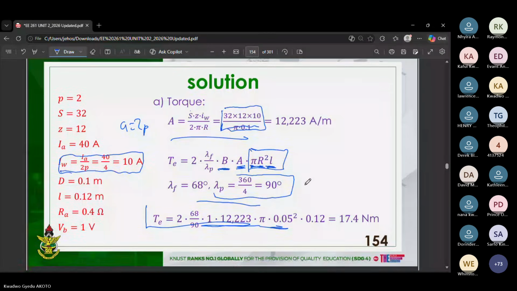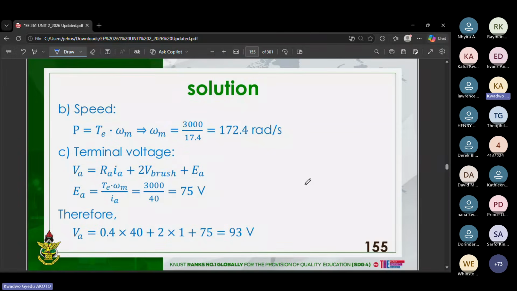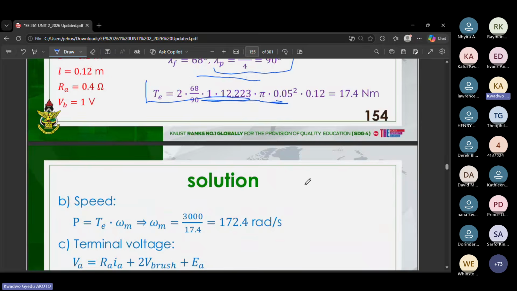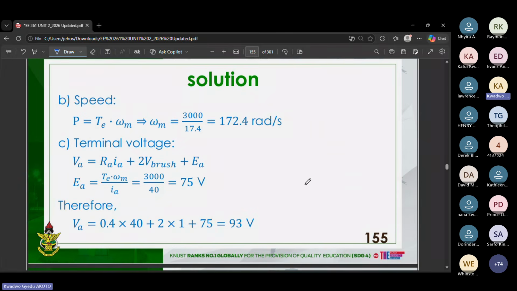And then for speed. The question says we should find our rated speed. For a given power, for electromechanical conversion, EA times IA must be equal to TE times omega M. What am I saying with this? All I'm trying to say is that electromagnetic power must be equal to mechanical power. We have our electromagnetic power to be 3,000 W, or 3 kilowatts. It was given to us.